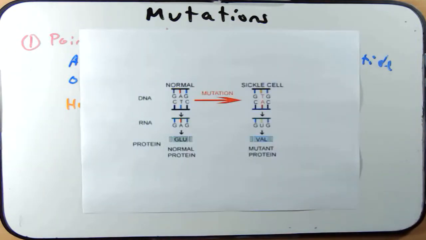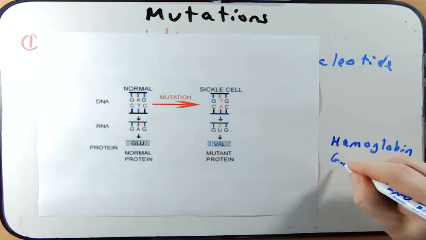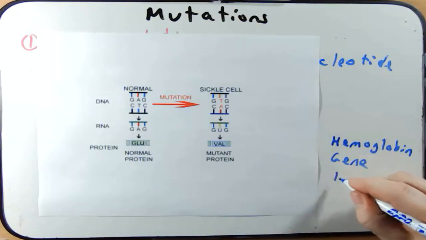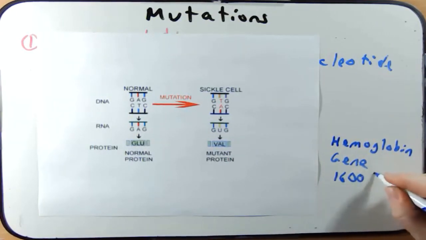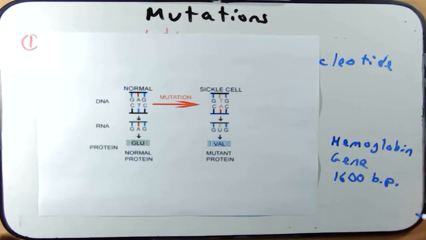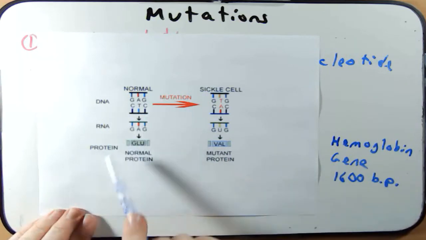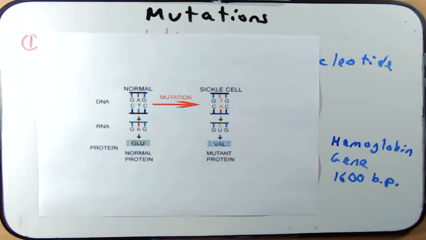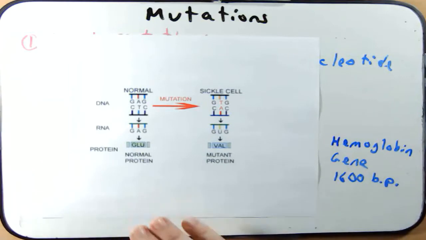anemia. Sickle cell anemia occurs because of a mutation on the hemoglobin gene. This gene has about 1,600 base pairs. You don't need to remember how many base pairs are in the hemoglobin gene. I'm just telling you that so you can understand the perspective here. These are just three base pairs in that gene, and don't worry about what the letters are. You'll learn that later on.